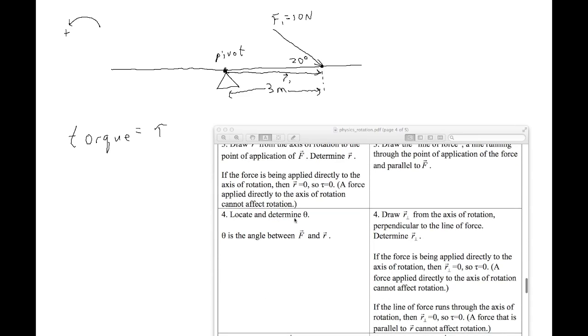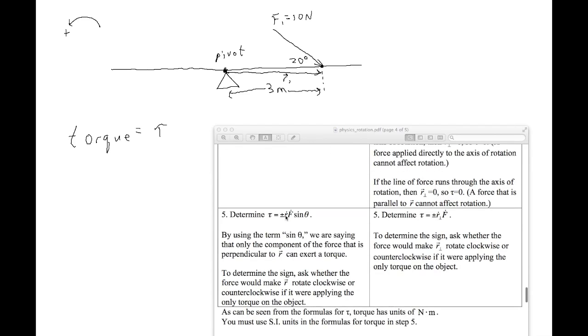Next step is to determine theta. Theta is the angle between F and R. So what would theta be in this problem? 20 degrees. That's right. Now the key thing is theta is not any old angle. It's got to be the angle between F and R. So very often people are given an angle that's not theta and they just assume it's theta. But in this case, 20 really was theta.